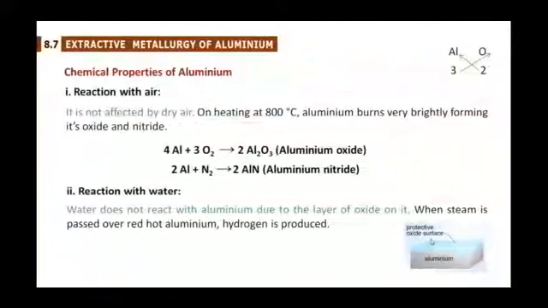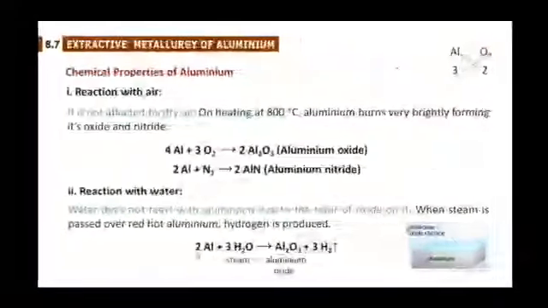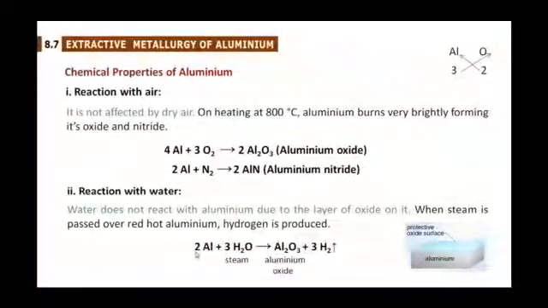Second chemical property is reaction with water. Aluminium will not react with water because an oxide layer will be created above aluminium and water will not be able to reach the aluminium. Hence, no reaction will take place. But when steam is passed over aluminium, aluminium oxide and hydrogen gas will be liberated.